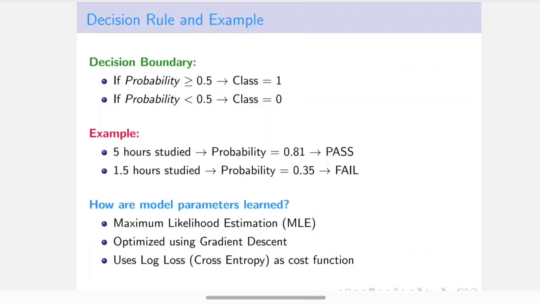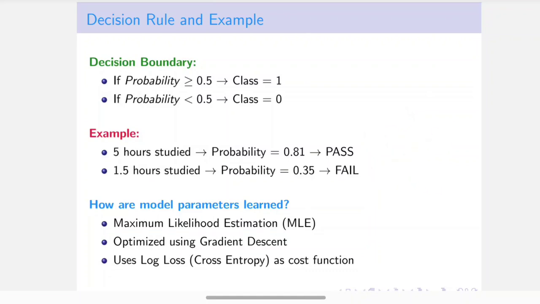Now once we get the probability, how do we decide pass or fail? We use a simple rule. If the probability is greater than or equal to 0.5, we say class 1. If the probability is less than 0.5, we say class 0. So if a student studied 5 hours and the model says the probability is 0.81, that means 81% chance of passing. So we predict it as pass. If probability is 0.35, that means 35% chance, so we predict fail.